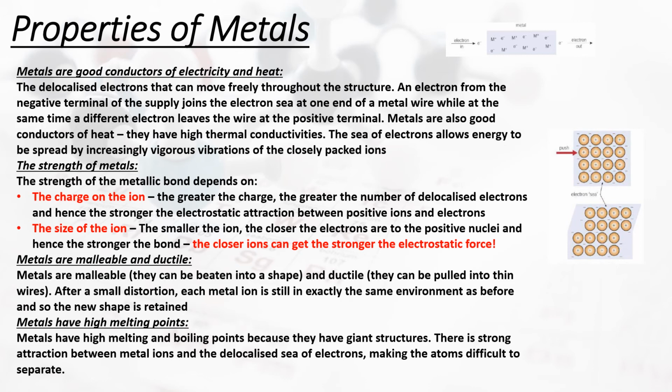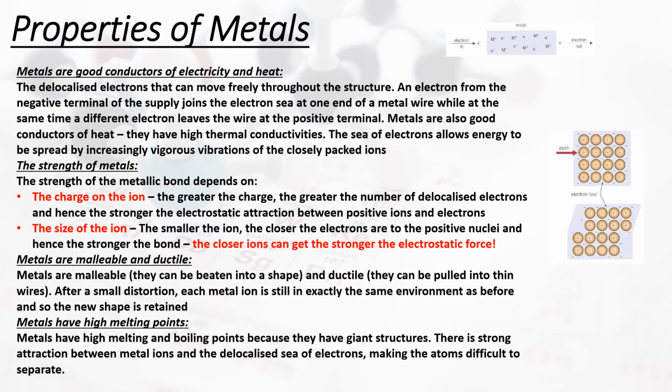The other factor is the size of the ion. If the positive metal ion is smaller, the closer the electrons can get to the positive nuclei, and hence the stronger the bond is.